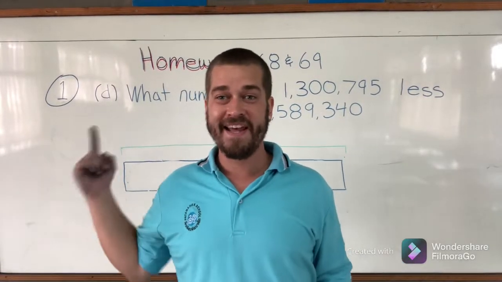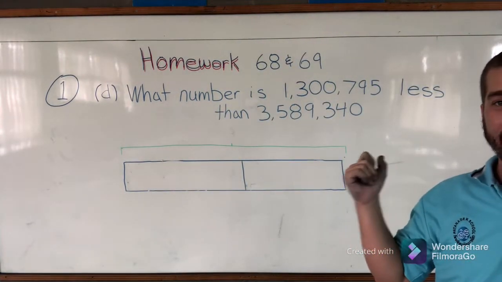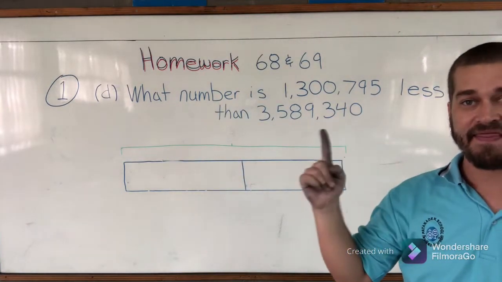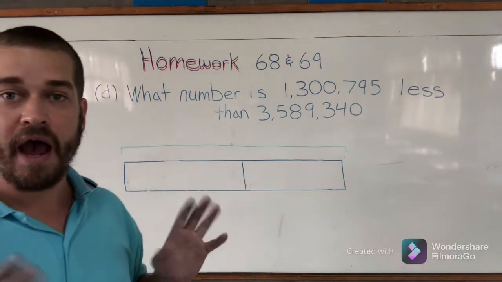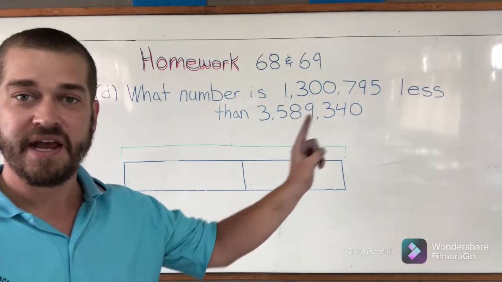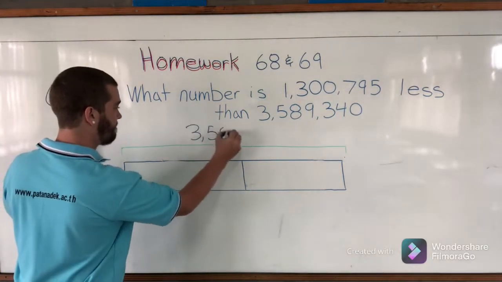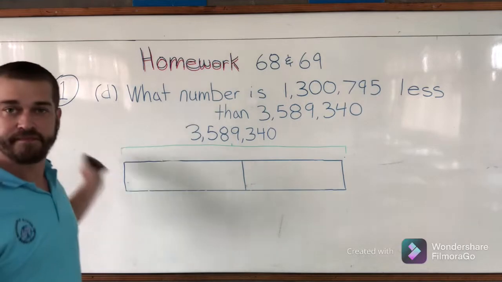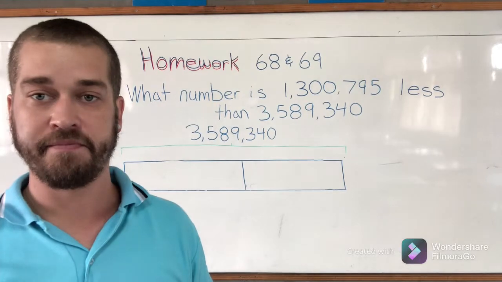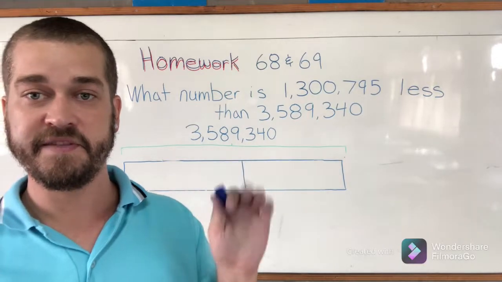Let's look at 1D. What number is this much less than this number? It wants to know how much is this much less than this much. So this is our big number, and this number is going to go right here. Now that we have our big number and it gives us a small number, this is just going to be a subtraction problem. It's going to be a small part subtracted from this part.